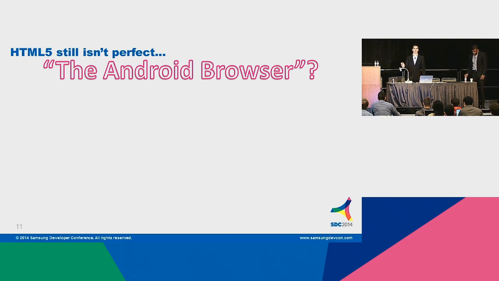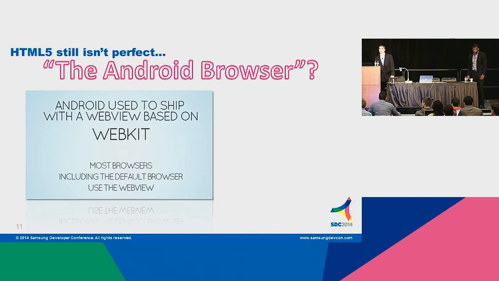And fragmented is like the bad word in the Android industry anyway, because we have device fragmentation, there's obviously browser fragmentation, OS fragmentation. A few things, let's just lay it out on the table. So it used to ship with a WebKit browser, right? All Androids were.